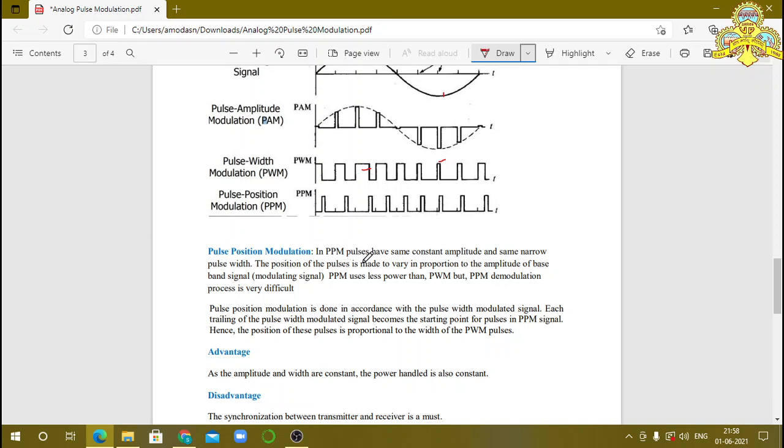In pulse position modulation, pulses have the same constant amplitude and the same narrow pulse width.